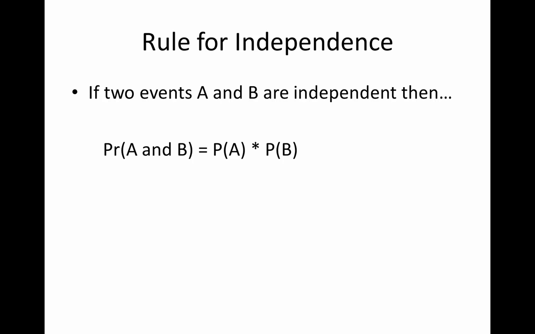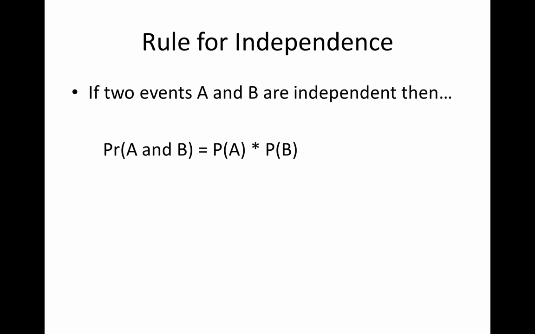If two events A and B are independent, then the probability of A and B happening equals the probability of A times the probability of B. So if I roll two dice, the probability that I roll snake eyes, ones on both dice, equals 1/36. The reason is that the probability of rolling a 1 on the first die is 1 out of 6, the probability of rolling a 1 on the second die is 1 out of 6, and I can just multiply those probabilities together.